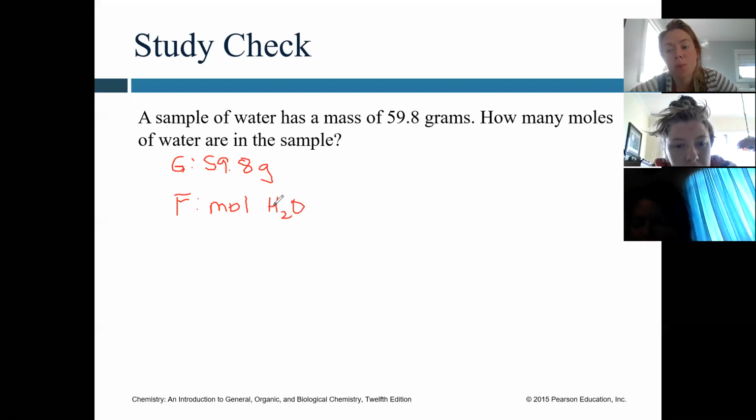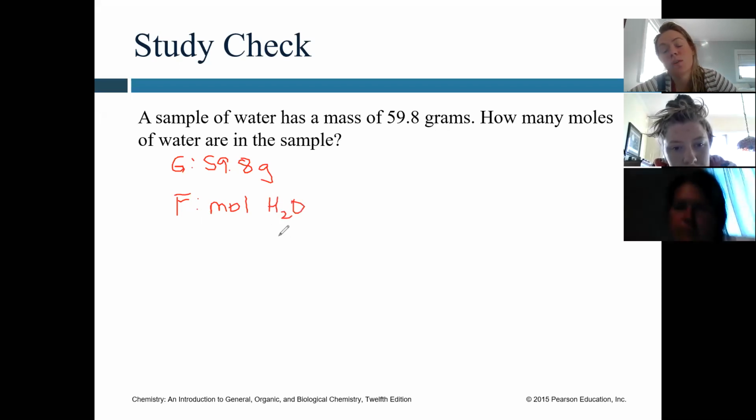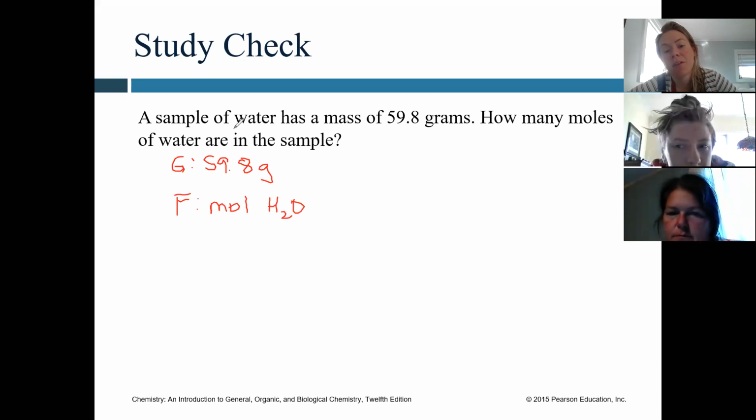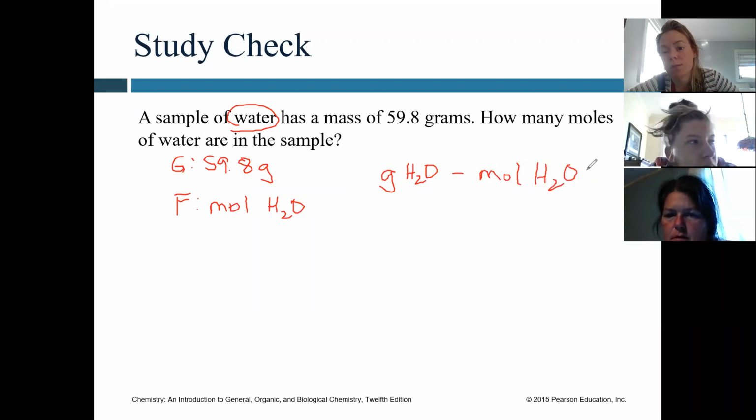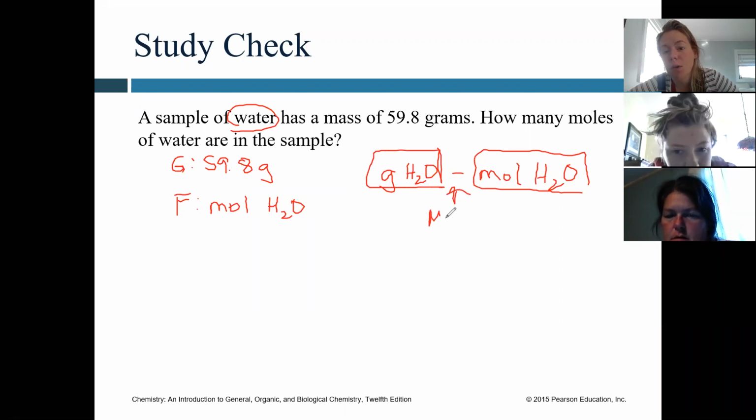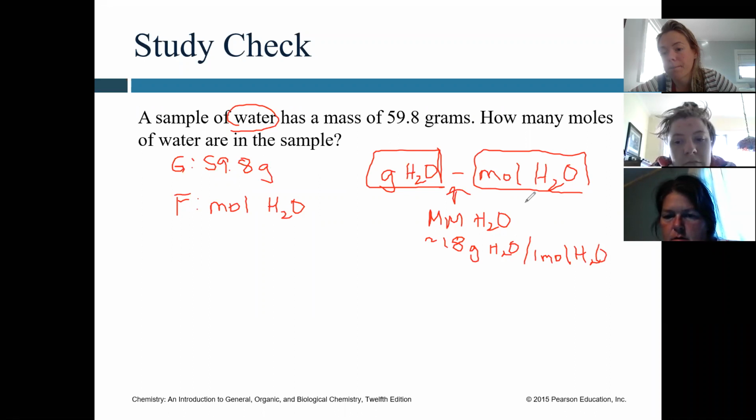Water is H2O. That is one of the very few, I think the only compound that I expect you to know the common name. So you need to know water is H2O. In order to go from grams to moles or moles to grams, if we're going from grams of H2O into moles of H2O, the relationship we need is the molar mass of H2O. It's 2 hydrogens and 1 oxygen, roughly 18 grams of H2O for every 1 mole of H2O.